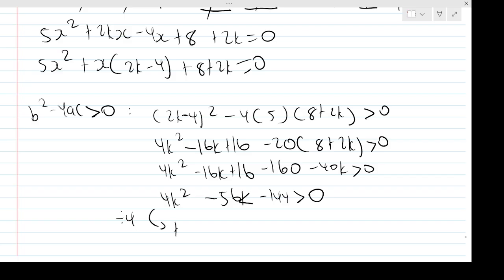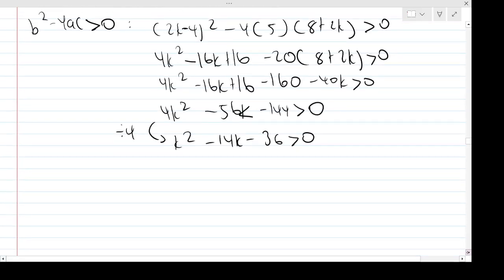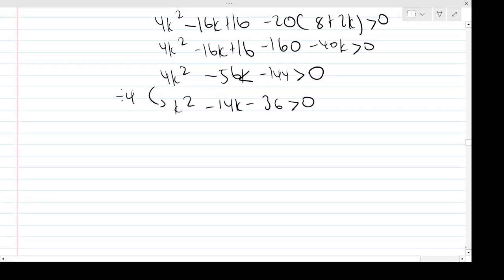Cool. So then that'd be k squared. Then minus 56 divided by 4 gets me minus 14. Okay, then minus 144 divided by 4 gets me minus 36, greater than 0. Okay, cool. So now this is a quadratic inequality, which again we should know how to solve. So we want to sketch this quadratic in k. To do that, I need to find the roots or the critical values, right? So the critical values is when we solve it.